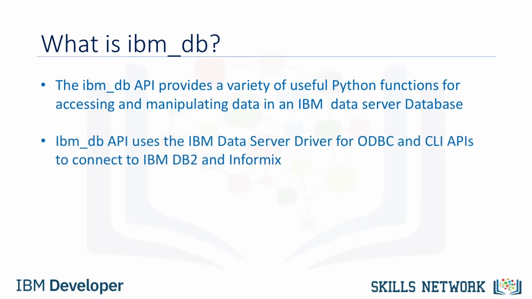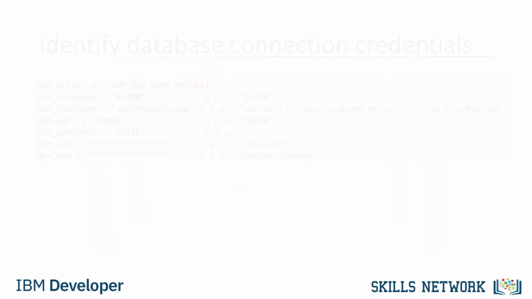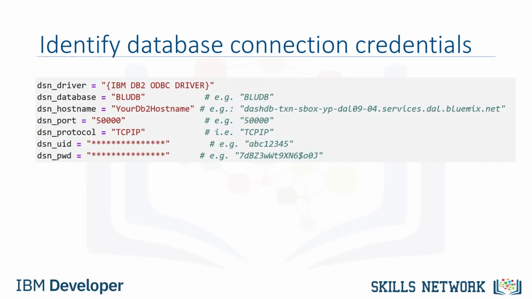The IBM DB API uses the IBM Data Server driver for ODBC and CLI APIs to connect to IBM DB2 and Informix. We import the IBM DB library into our Python application. Connecting to the DB2 requires the following information: a driver name, a database name, a host DNS name or IP address, a host port, a connection protocol, a user ID, and a user password.